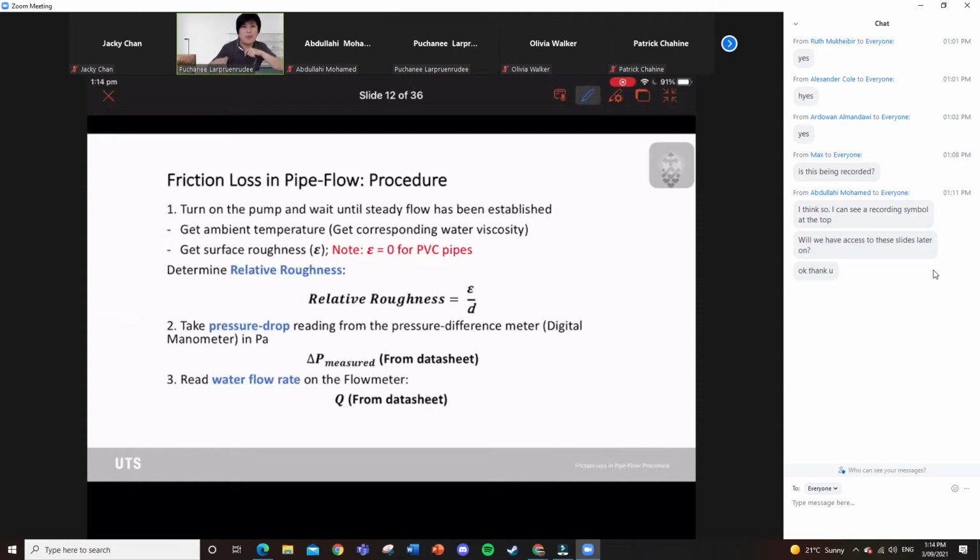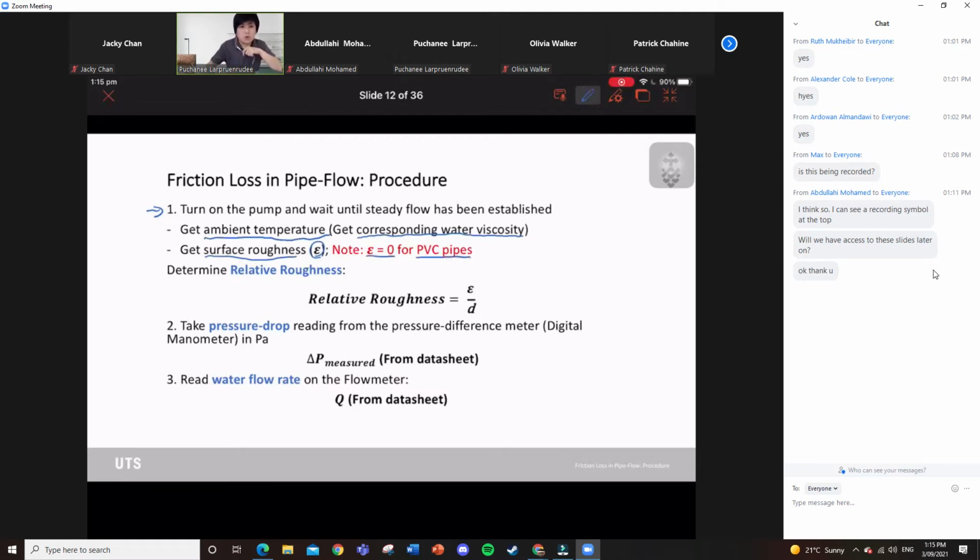So next I will tell you about the process of the experiment. The first step, turn on the pump and wait until steady flow has been established. In this case, I think we can wait around 30 seconds to get steady. And then you will get the ambient temperature. After that, you will be able to get the corresponding water viscosity based on the water temperature. Then you can get the surface roughness here. And note that the surface roughness for the PVC or the plastic is 0.